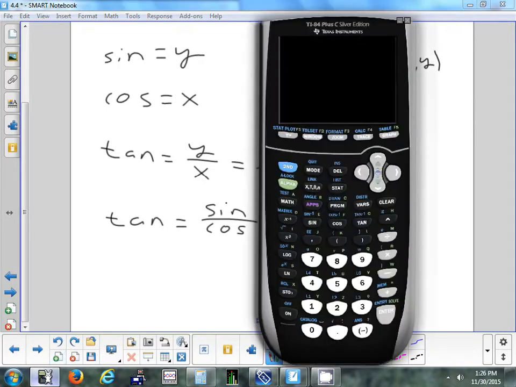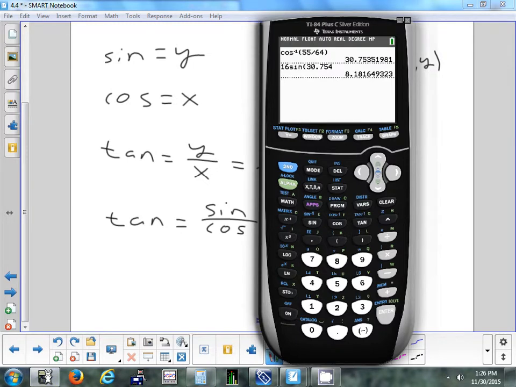Somebody give me an angle, any number, except 90. 75. All right. So I'm going to take the tangent of 75, make sure I'm in degrees. That's what I get. Now I'm going to take the sine of 75. I'm going to divide by the cosine of 75, and I get exactly the same thing. So whether you take tangent or you do sine divided by cosine, it's exactly the same thing.